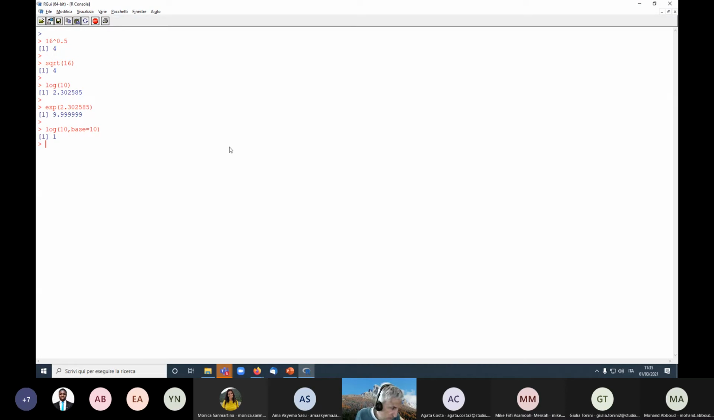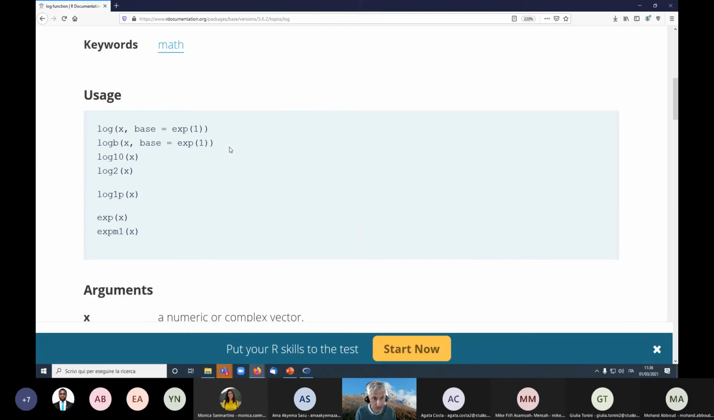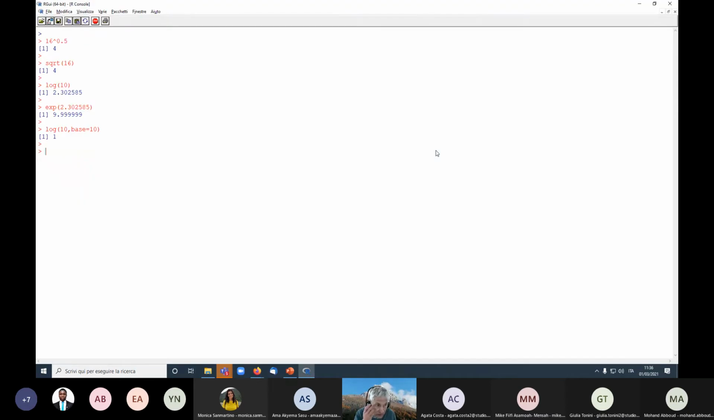Before I ask you if you have any question, let me go back to the help page that I found in Google. And if you look here, you see that there is already a second function that computes the logarithm. It looks like in base 10. So instead of using this function here, I may try to use log10.